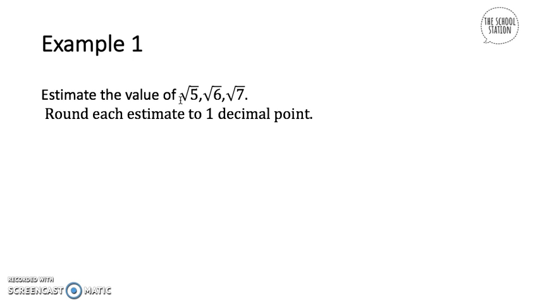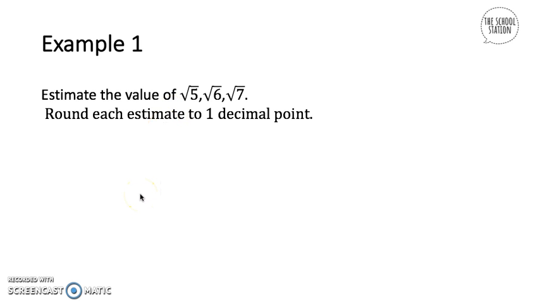So we're asked to estimate the value of square root of 5, square root of 6, and square root of 7, and we have to round each estimate to 1 decimal place. I want you to pause this video and try to see if you can find a way of estimating the value of these numbers, and then I'll show you how to do it.